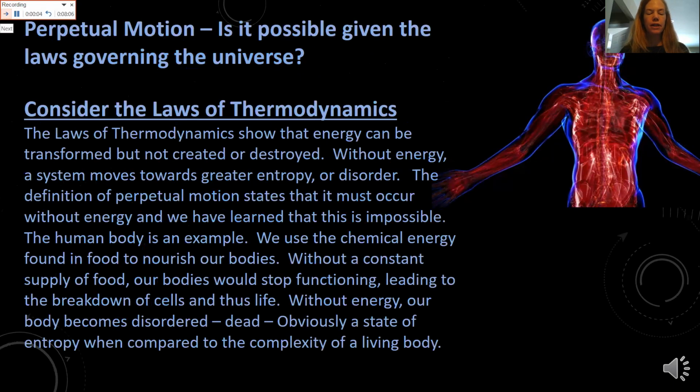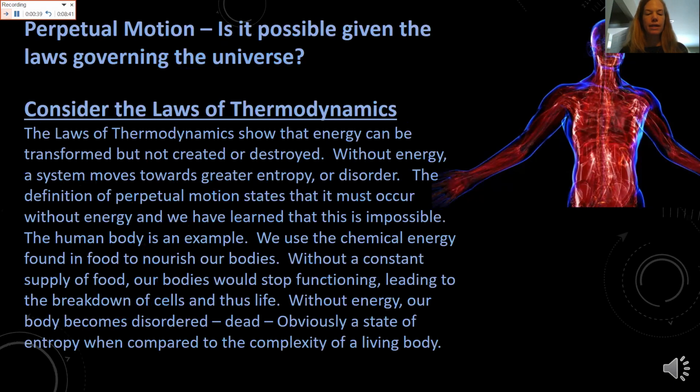The laws of thermodynamics show that energy can be transformed but not created or destroyed. Without energy, a system moves towards greater entropy or disorder. The definition of perpetual motion states that it must occur without energy, and we have learned that this is impossible. Energy is required to keep a complex or even a simple system moving or at work.